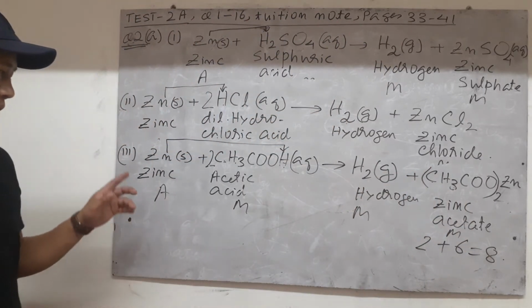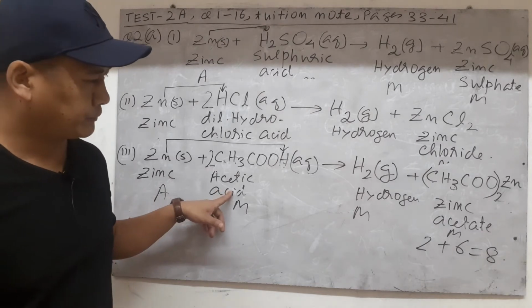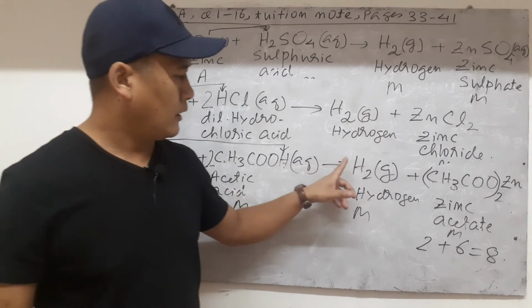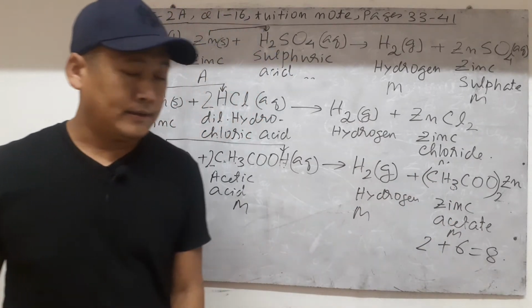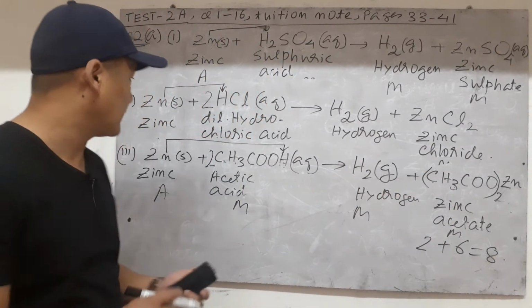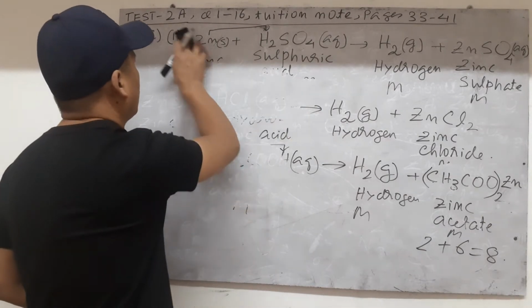So let us read the balanced equation. One atom of zinc reacts with 2 molecules of acetic acid to give us 1 molecule of hydrogen and 1 molecule of zinc acetate. Okay, I hope you're getting it. And let's go to the fourth one.